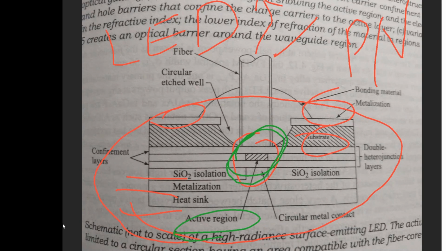The electrons jump from the conduction band to the valence band. So this is the active region where it happens. So now this kind of structure is known as your surface emitting LED. This is known as your surface emitting LED.